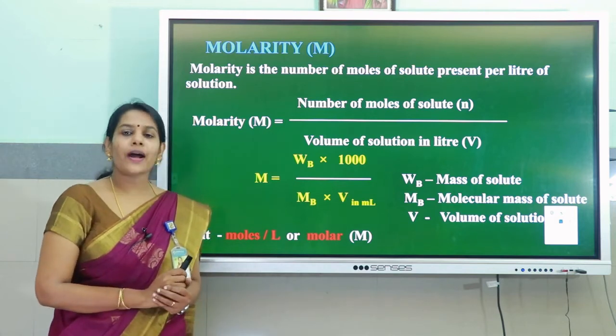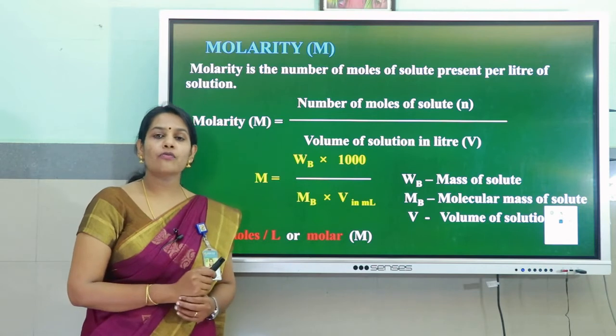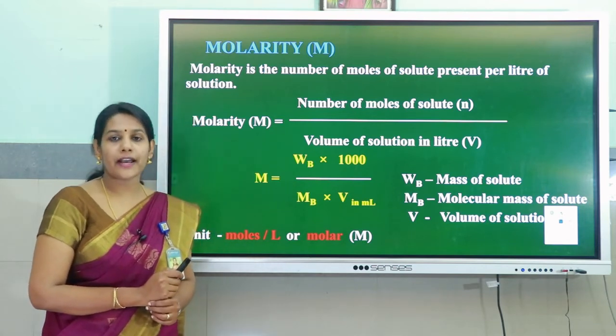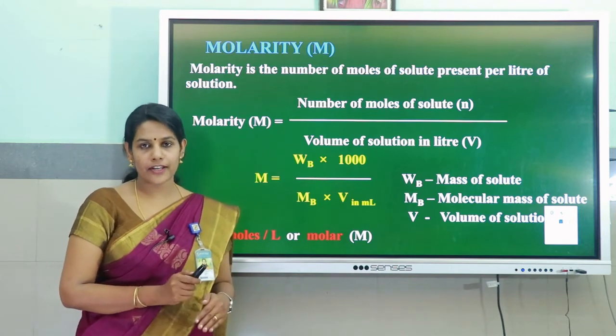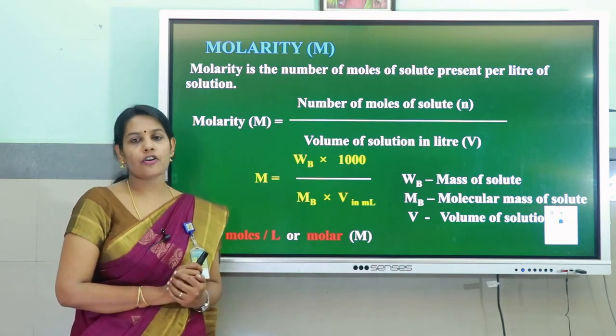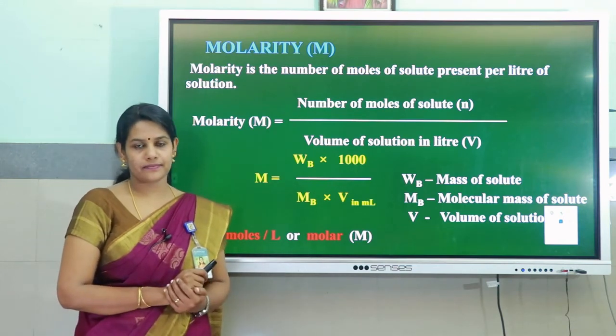To prepare 1 molar solution of NaCl, you have to dissolve 1 mole of NaCl to a final volume of 1 liter. That means the solute and solvent together should be 1 liter. It should not exceed 1 liter. That is 1 molar NaCl solution.